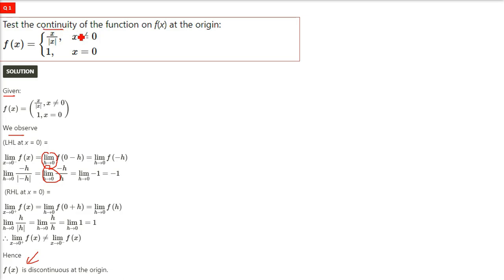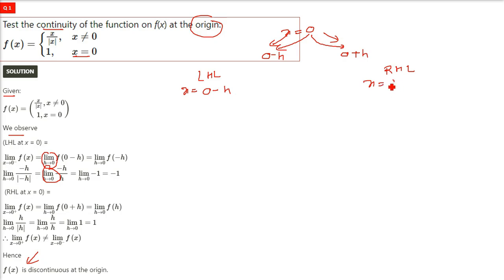Now, continuity we have to check. So the first thing which I told you was that we have to find the left hand limit and the right hand limit. And what is the left hand limit? Because it's the origin, x is equal to 0. So when x is equal to 0, what do we do? We just go on the left hand side a very tiny bit, that is h. We just go a distance away from 0. So 0 minus h and 0 plus h. So x will be equal to 0 minus h in the left hand limit case, and in the right hand case we have 0 plus h.